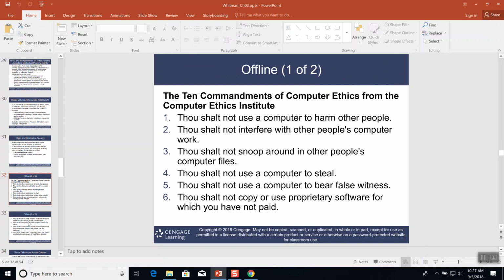Thou shalt not use a computer to harm other people. I don't think I've ever done that. You should not interfere with other people's computer work. I've done that. I think I mentioned in one of my classes playing the William Tell Overture when that guy's logged in. That interfered with his work. He had to sit there and listen to that song play before he could continue. Thou shalt not snoop around in other people's computer files. I don't think I've ever done that. Who has time for that?